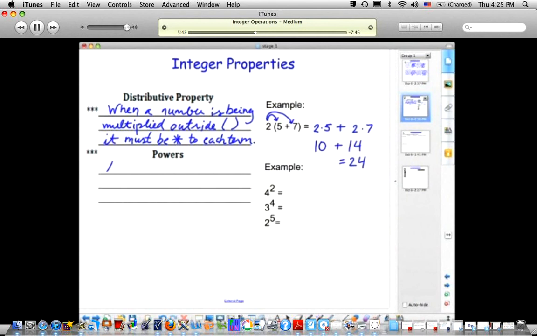Now note that if you did 5 plus 7, that would be 12, plus 2 times 2 would still be 24. This is not always the case, and that's why we do have the distributive property.